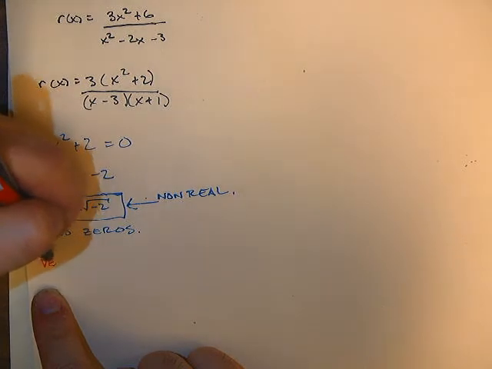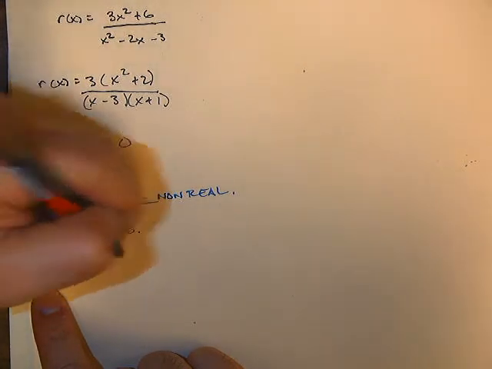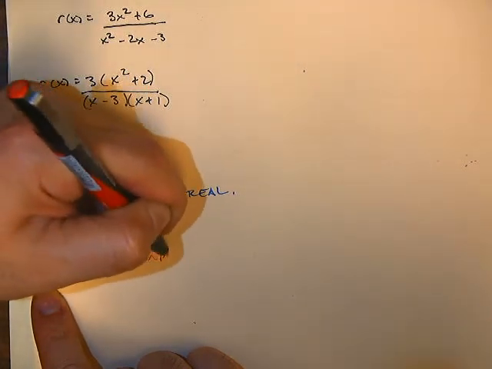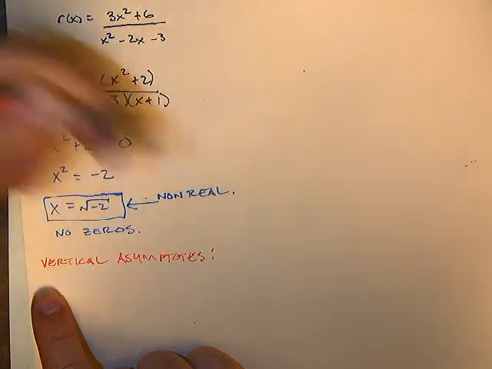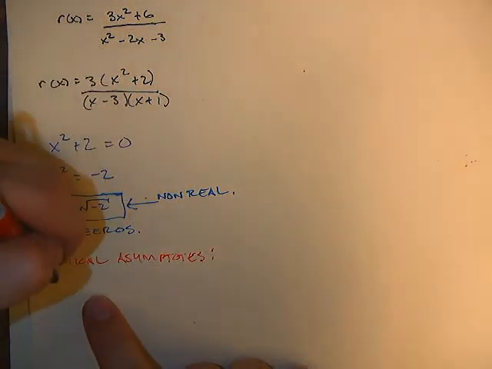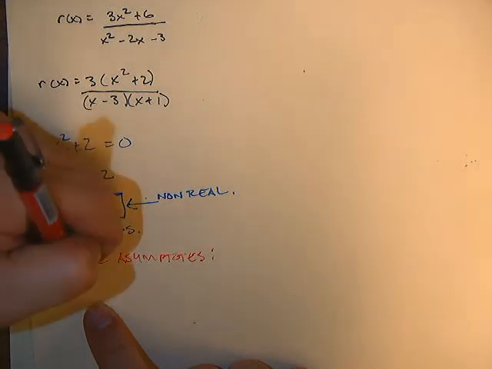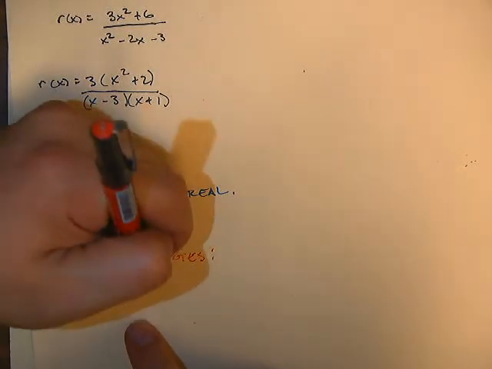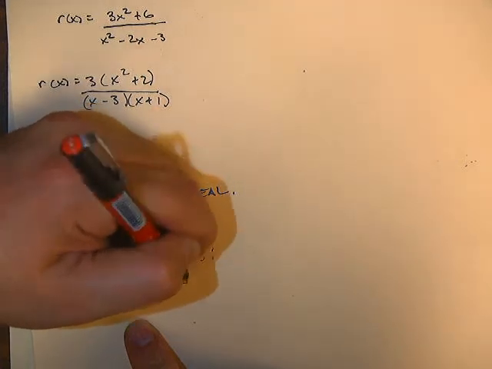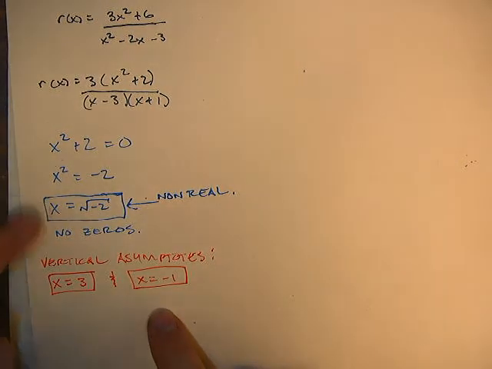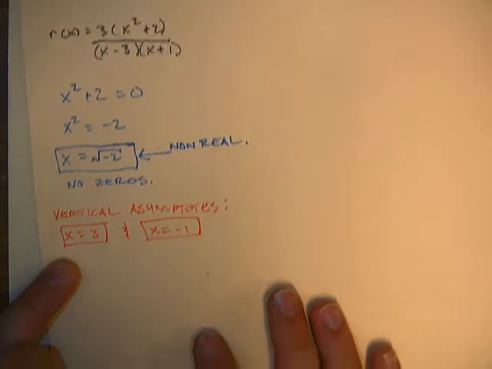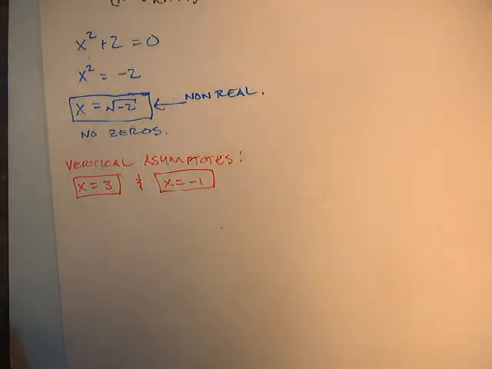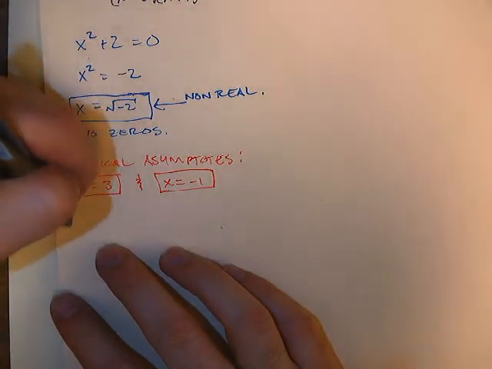So vertical asymptotes are given by x equals positive 3 and x equals negative 1. So I have no zeros. I have two vertical asymptotes. I can go ahead and focus on trying to find my horizontal asymptotes, or my single horizontal asymptote.